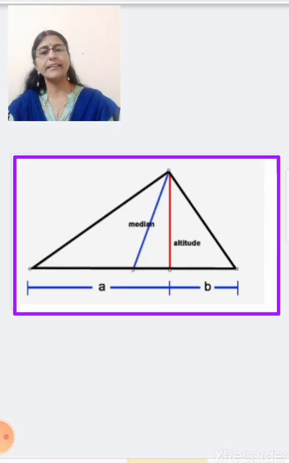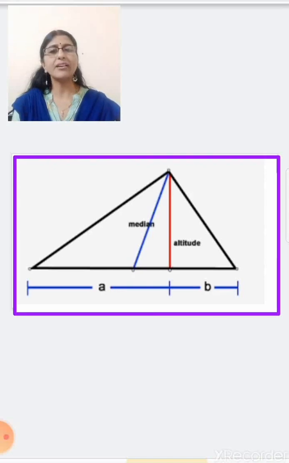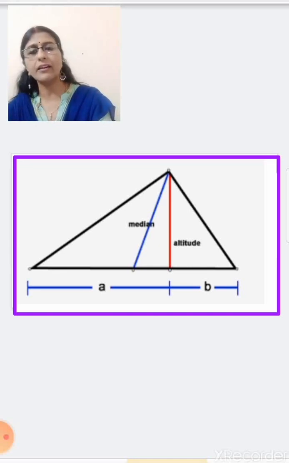Now in this slide you can see the median and also the altitude. So you can see the difference between altitude and median. Both of them are formed from the vertex, but the median is joining to the point which is at the midpoint of the opposite side, whereas the altitude is forming a right angle to the base of the triangle. So this is the difference between median and altitude.